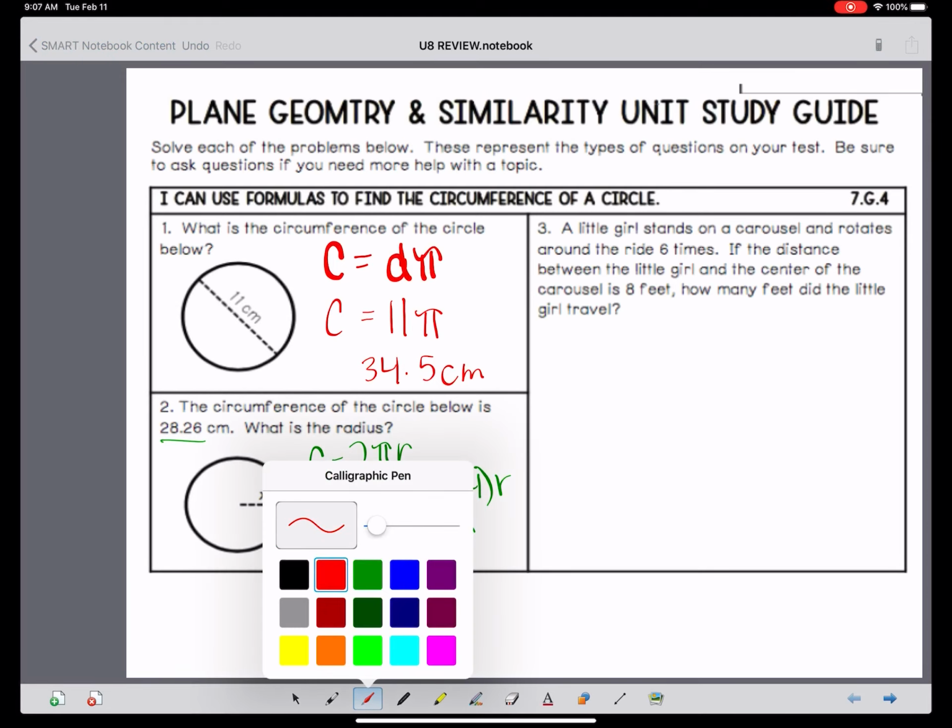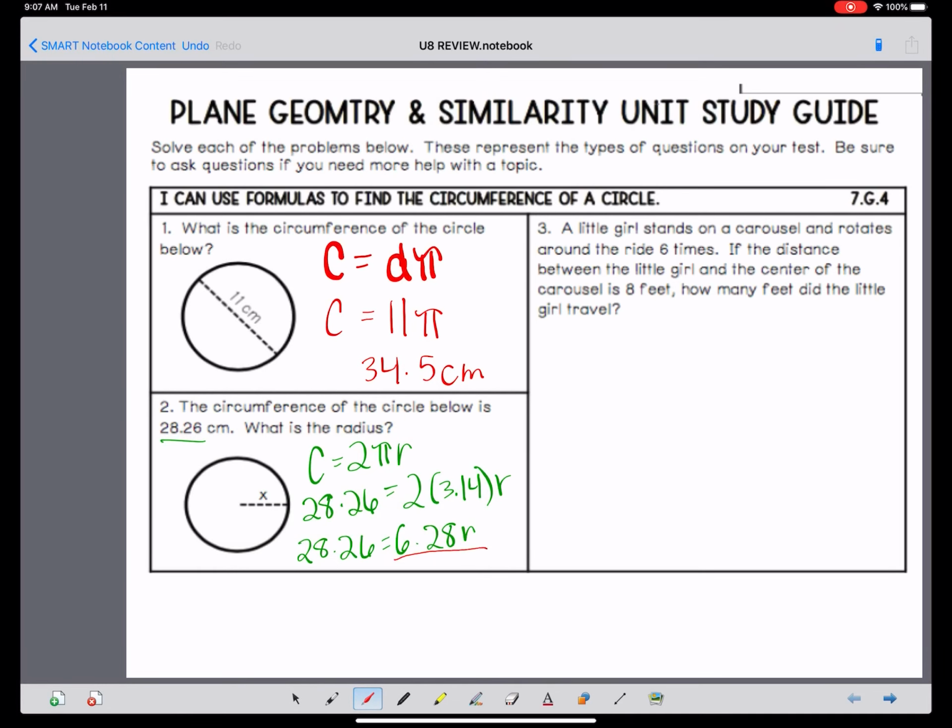And now I need to get rid of 6.28. It's being multiplied to the r. So we're going to do the opposite of multiply to get rid of it. 6.28 cancels out. That's really good. Now we have r all by itself, so I'm going to type into my calculator 28.26 divided by 6.28, and I get 4.5.